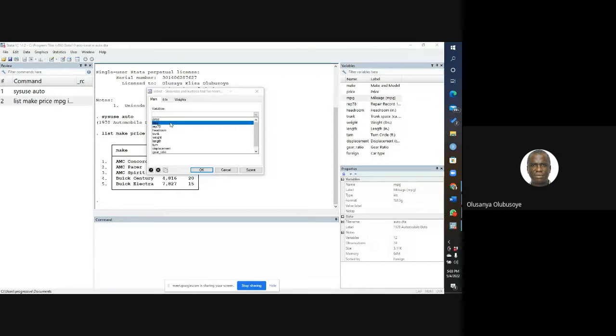Okay. So the variable we want to use is the MPG.